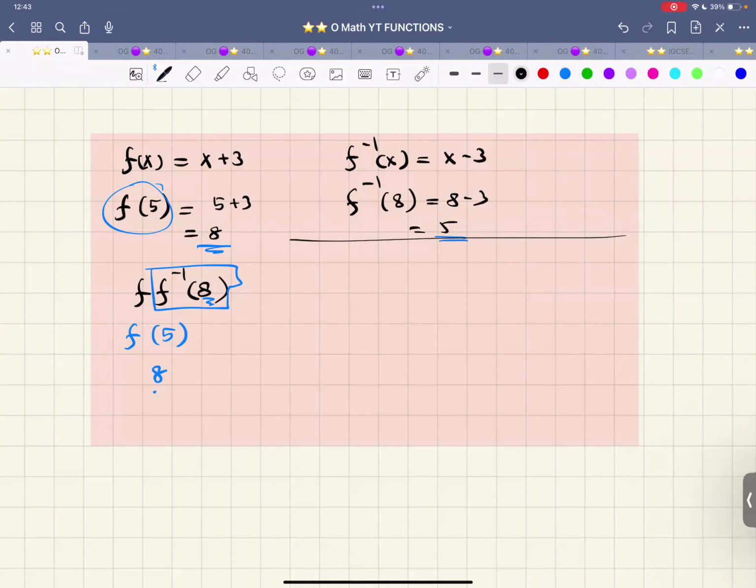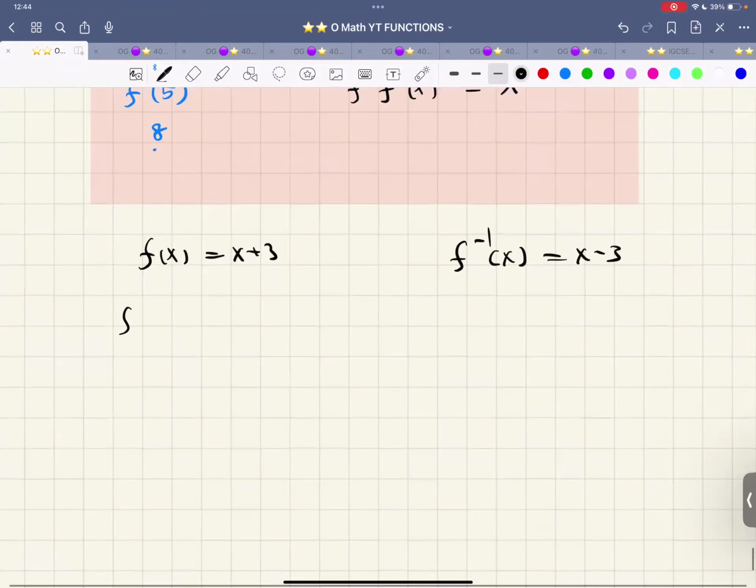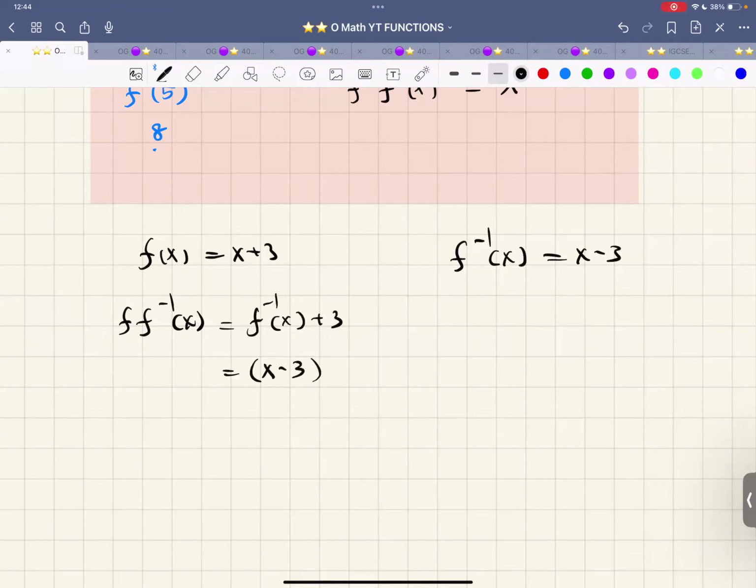So remember this thing, if we take composite of 2 functions which are inverse of one another, f of f inverse x comes out to be x. Just use this result. F inverse of fx will also come out to be x. Let me show you this. Fx is x plus 3. F inverse x is x minus 3. F of f inverse x, that is plug in inverse in place of x, f inverse x plus 3, which is x minus 3 plus 3.